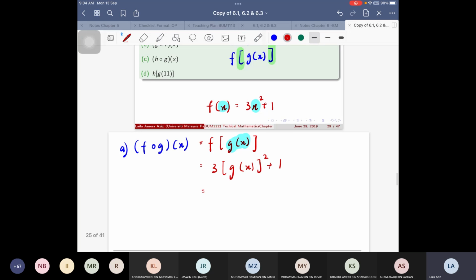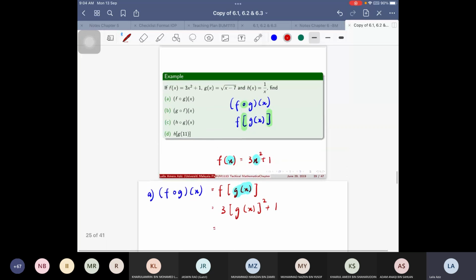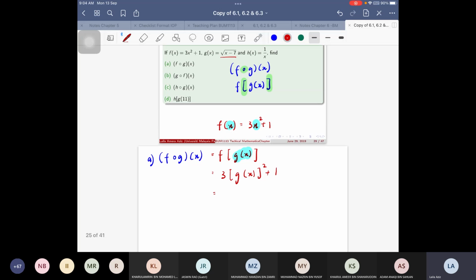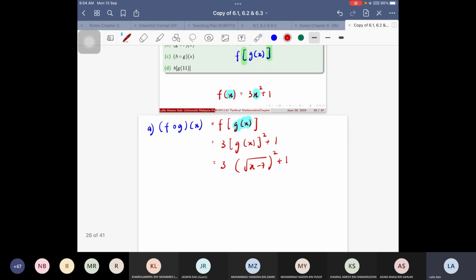Apa di g of x? So according to the function at the top, so g of x adalah bersamaan dengan square root x tolak 7. So kita pun gantilah. So kita akan dapat 3 kali square root of x tolak 7, squared, tambah 1. Yang ni kita boleh simplify. So jangan tinggal macam ni, simplify.